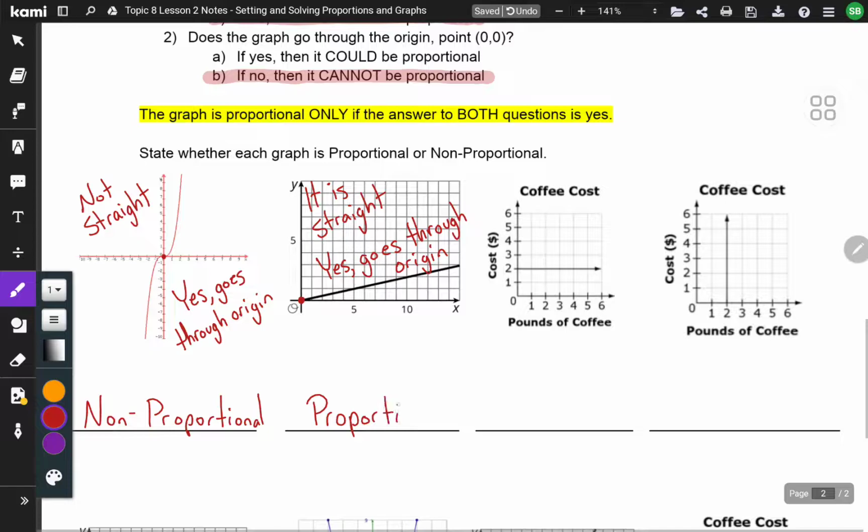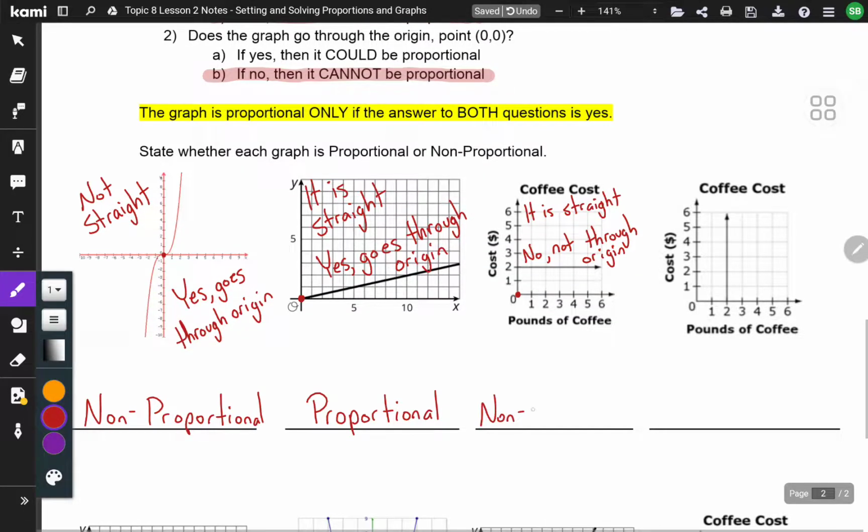So this is a proportional one. Again, it's got to be a yes to both questions. All right, so on the next one here, is it straight? It is straight. It is a straight line going sideways. Okay, so when I ask, does it go through the origin? No. So I'm going to say no, not through origin, because our origin is all the way down here in the corner. Notice that line will never go through that origin there. So it's a no to the second question, which means it is non-proportional.